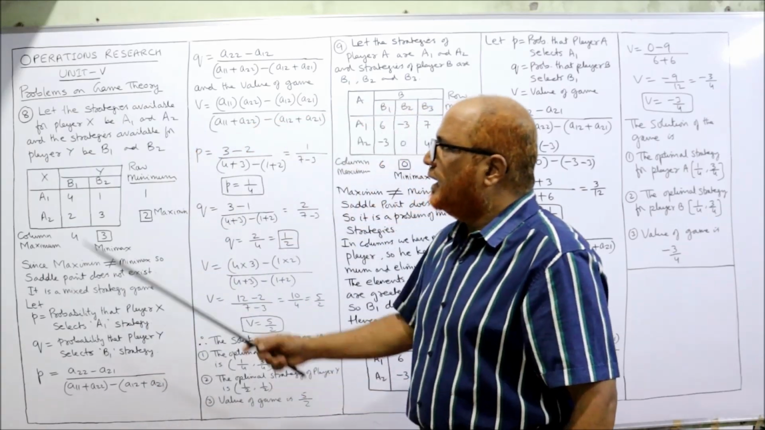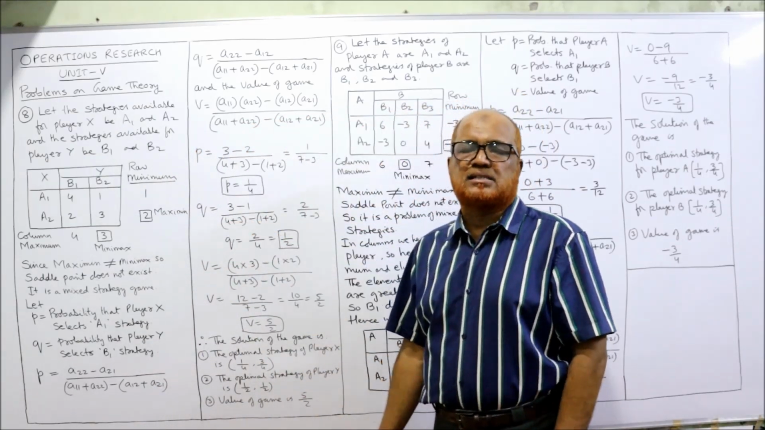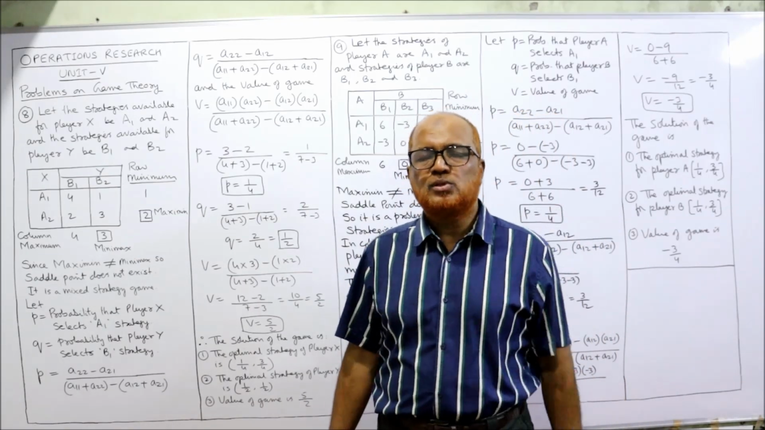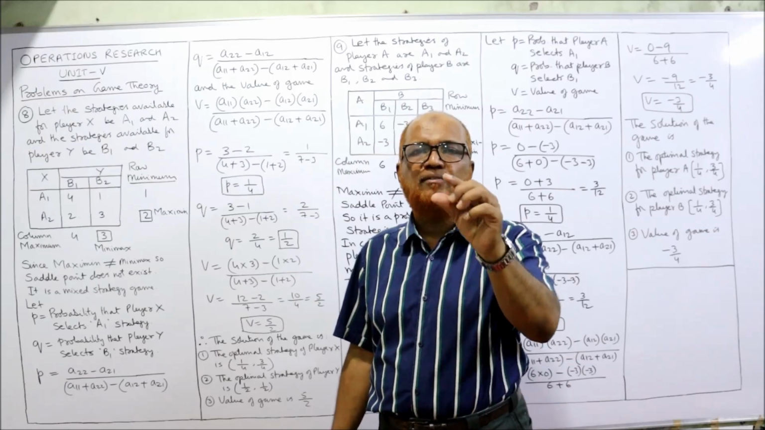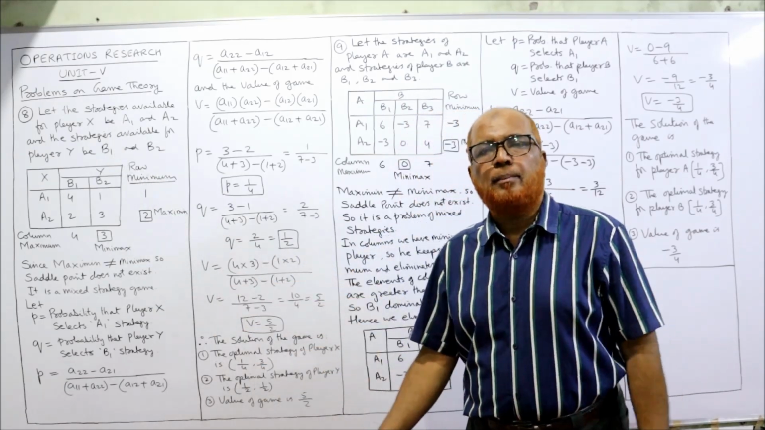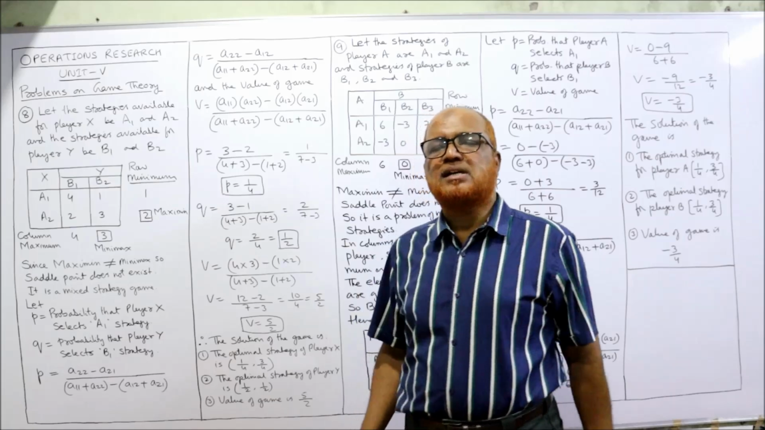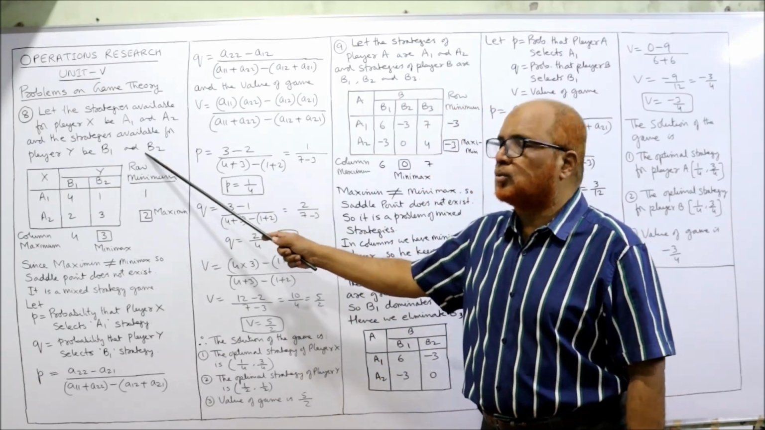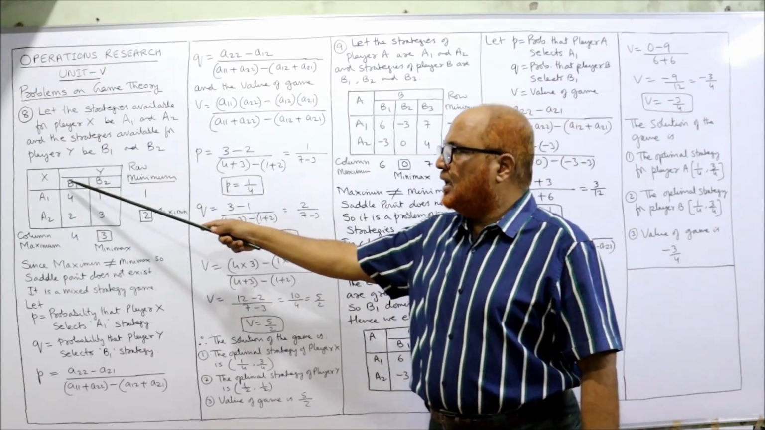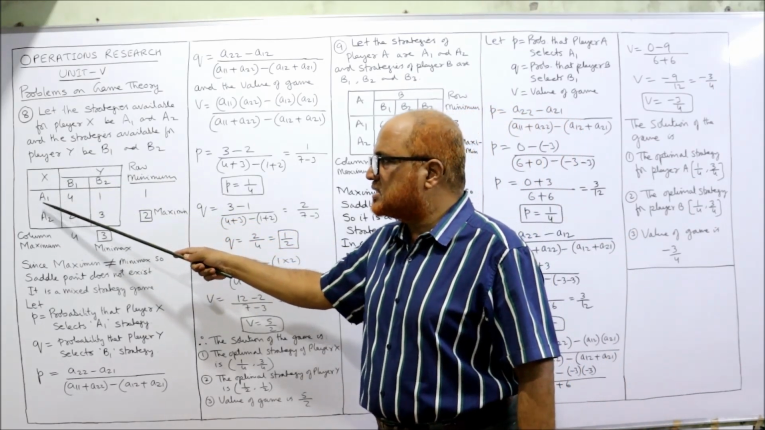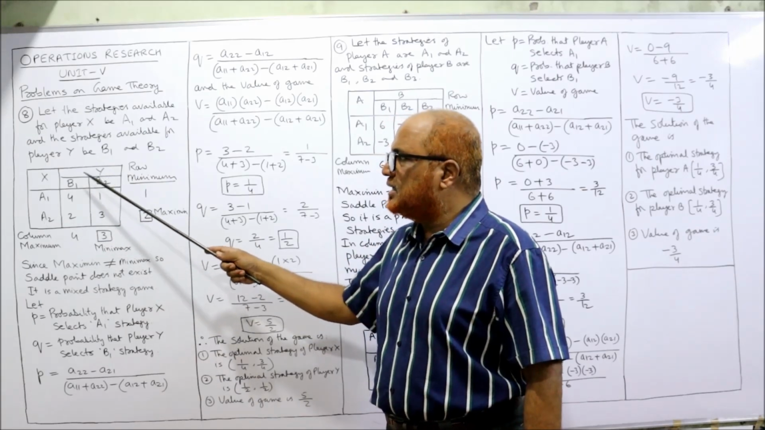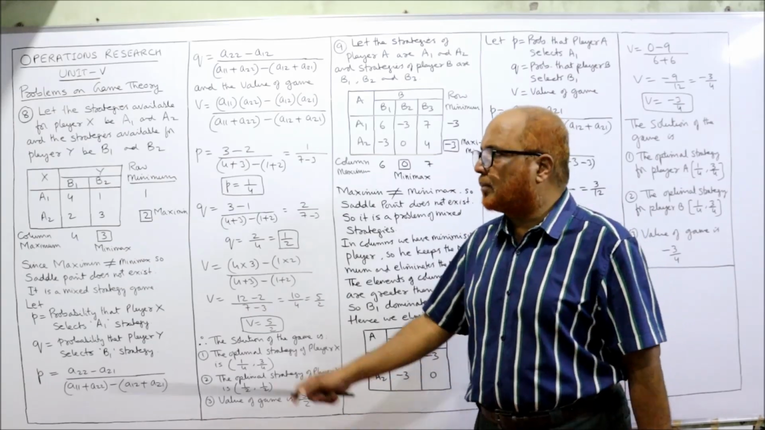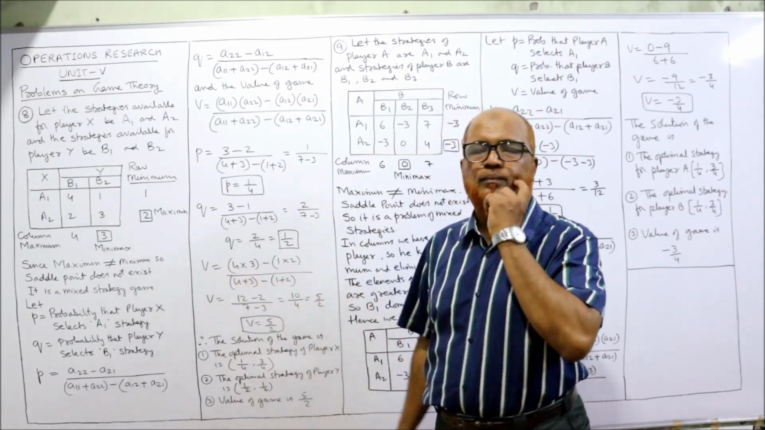First of all, see here. Let the strategies available for player X be A1 and A2. In the problem, it is given as strategy 1, strategy 2, so we will name the strategies A1 and A2. And player Y is in columns. The strategies given are strategy 1, strategy 2. We call them B1 and B2. So X has two strategies, A1 and A2, and Y has two strategies, B1 and B2. The payoff values given in the problem are 4, 1, 3, 2.